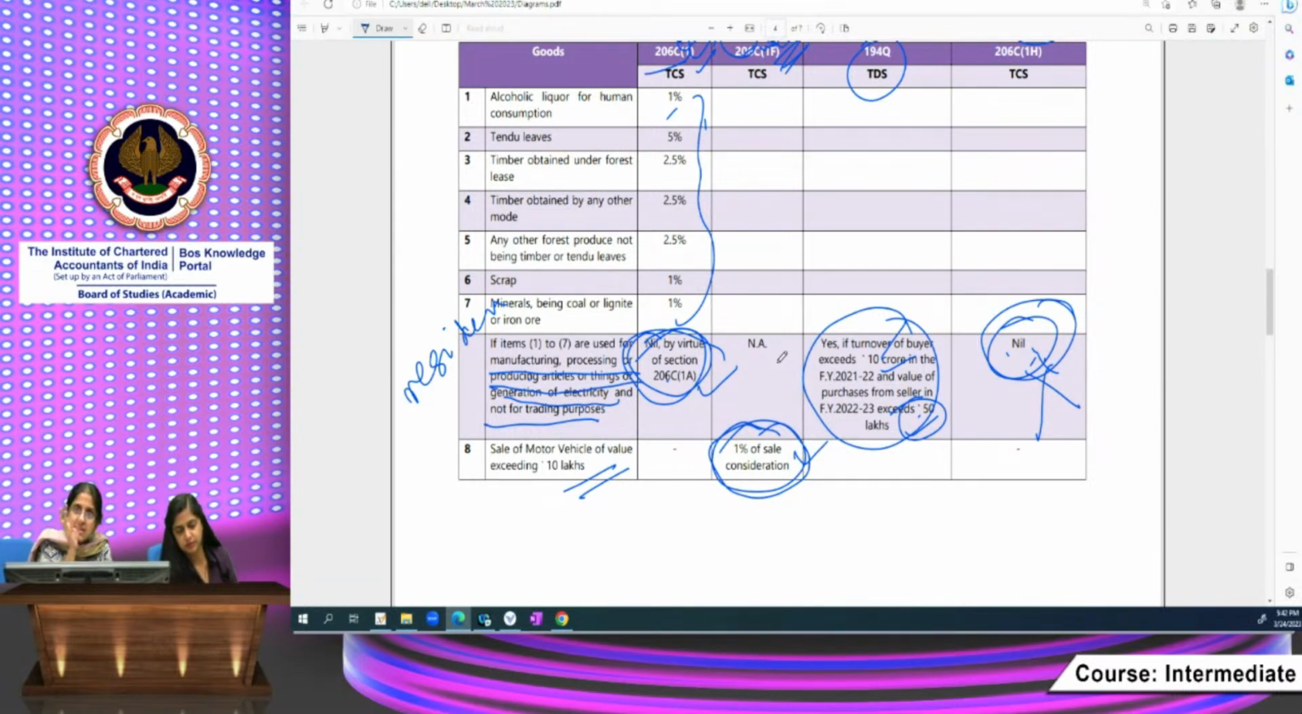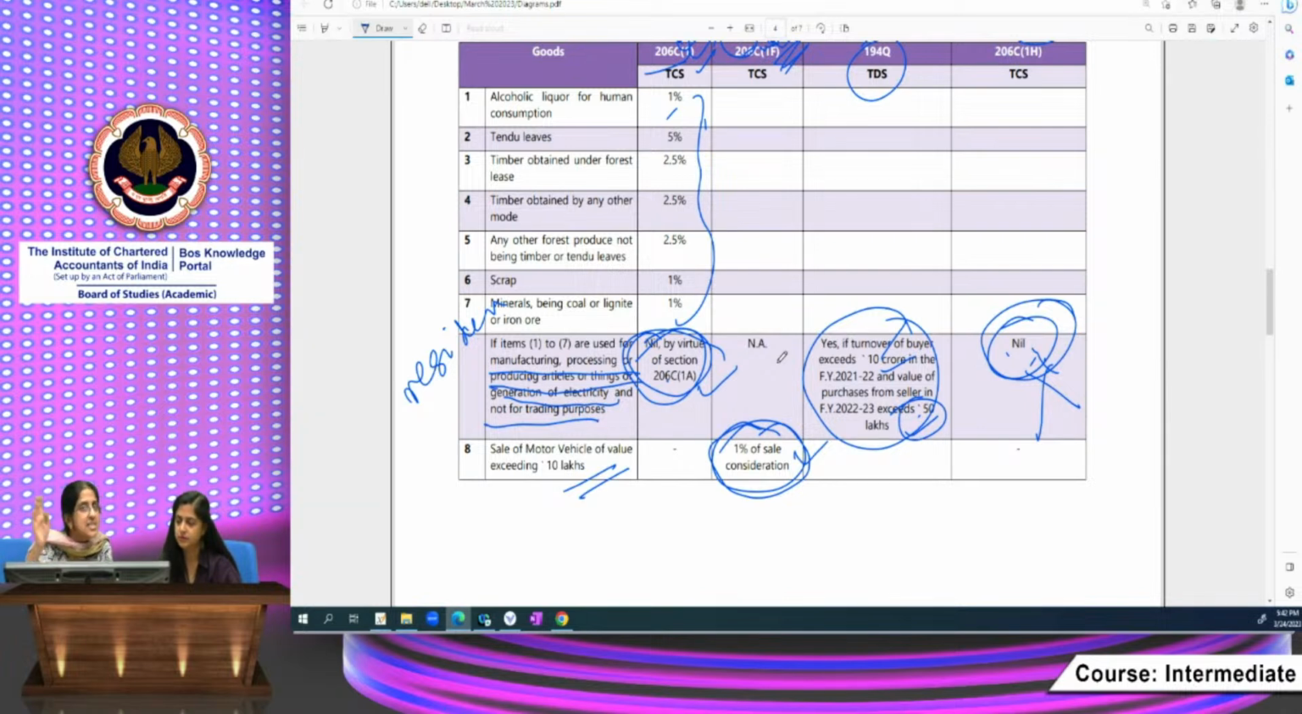That's a separate case by itself. In that case, 206C1H is not attracted. If you see the chart I've given clearly, it's not attracted at all, irrespective of the turnover of the seller. If buyer's turnover is more than 10 crore and the value exceeds 50 lakhs, then 194Q is attracted, definitely attracted. But if buyer's turnover is less than 10 crore, 9 crore, in that case, the transaction does not attract TDS or TCS. It's a standalone case.